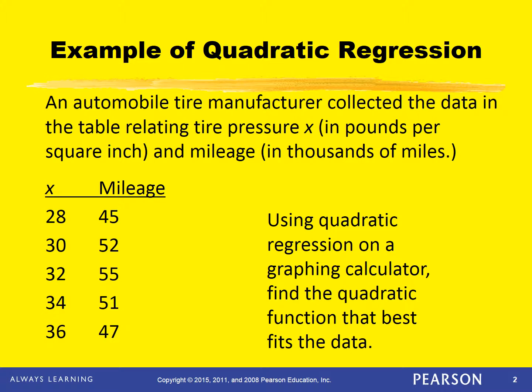Example: an automobile tire manufacturer collected the data in the table relating to pressure x in pounds per square inch and mileage in thousands of miles. So 5 observations, 2 components to each observation, because for every observation there's a pressure and there's a mileage associated. Using quadratic regression on a graphing calculator, find the quadratic function that best fits the data. So that's what we're supposed to do right here.